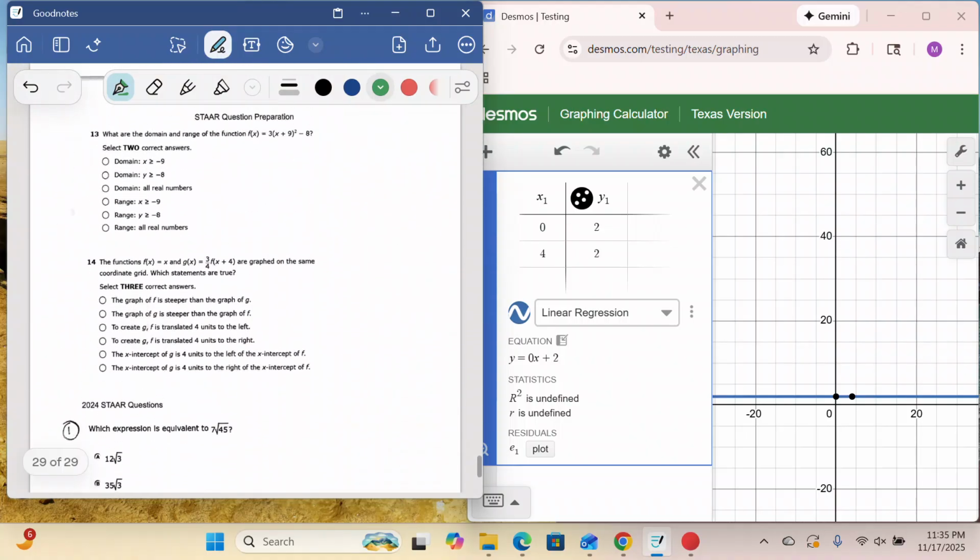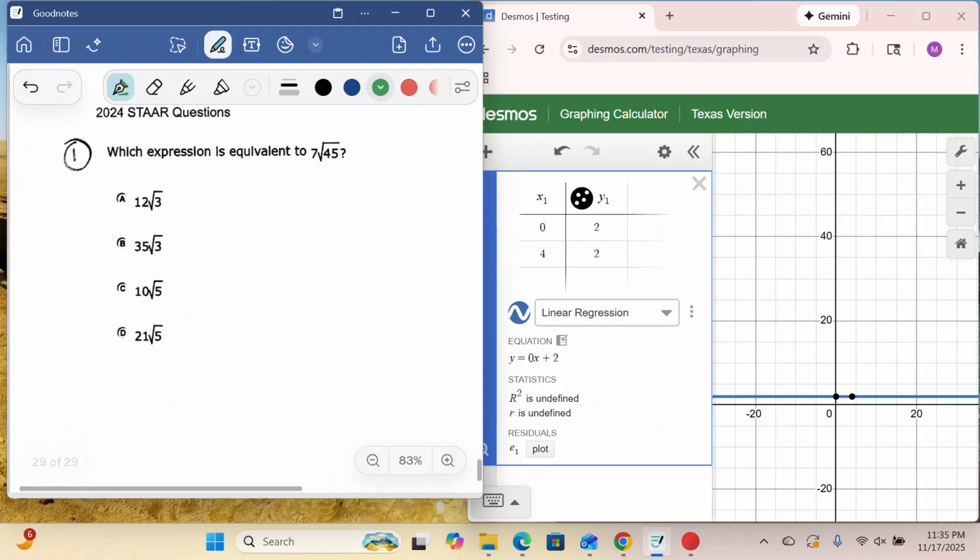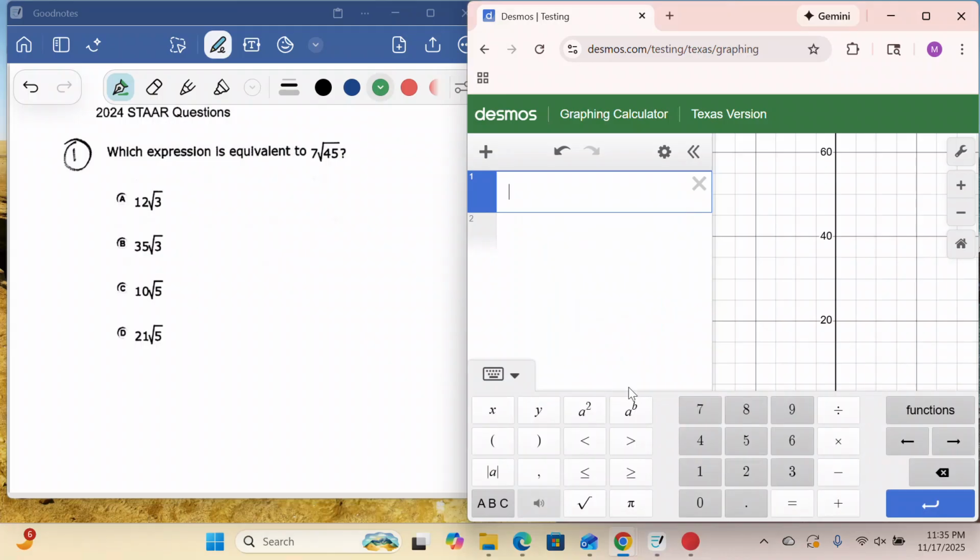I'm going to go on to the last one that we're going to do for today. Which expression is equivalent to 7 square roots of 5? So that's a very simple input into Desmos. And I'm sorry I couldn't do all of them, but we are out of time. So square root of 45. That gives you 46.95. And remember, equal means that they're equal.